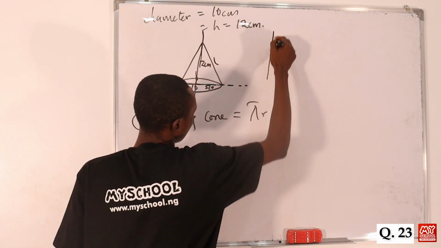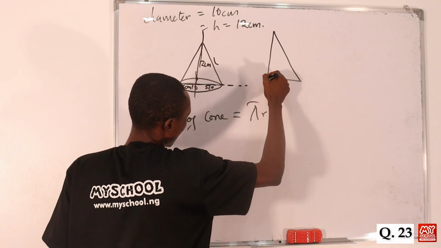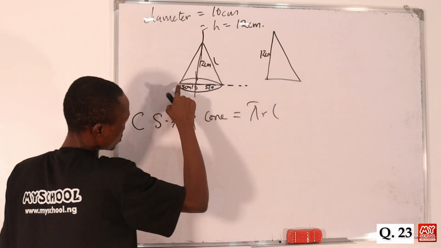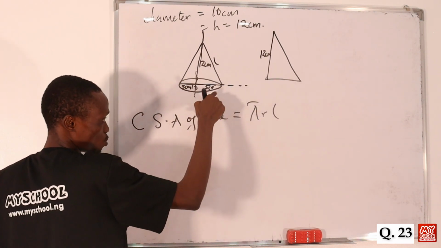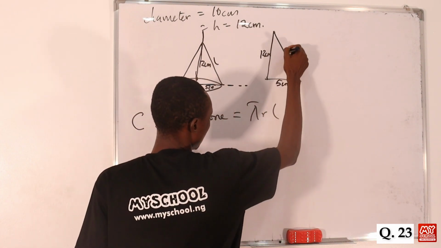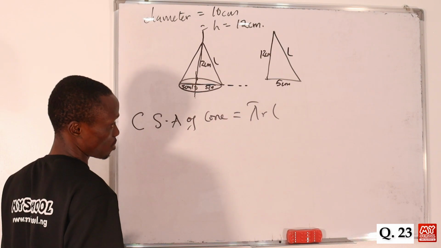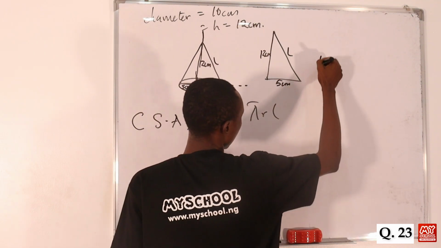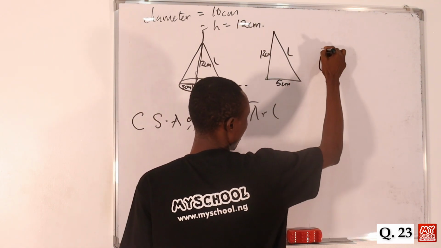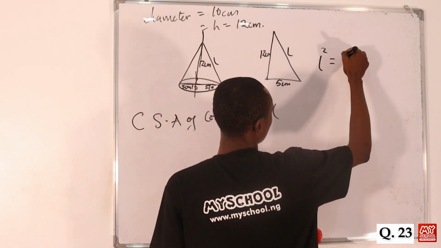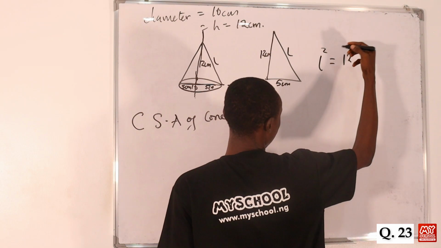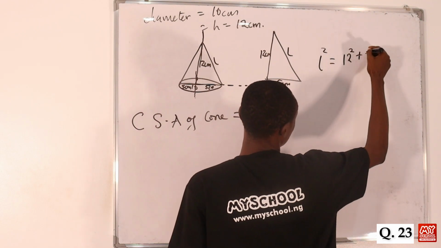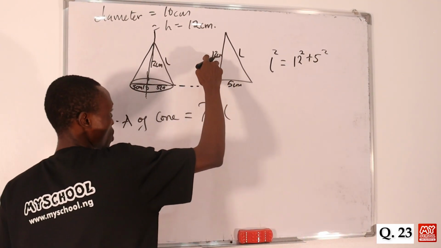So if we cut it out, we'll have a right angle triangle like this. Here represents the height, which is 12, and here represents the base radius, because the diameter is given to us to be 10, we shared it into 2. So here will be 5 centimeters, and here represents the slant height. By simply applying Pythagoras theorem, we can get the value of L. Remember that according to Pythagoras theorem, the square of the hypotenuse, which is L in this case, is equal to the square of the adjacent plus the square of the opposite. So in this case, which will be 12 and 5.